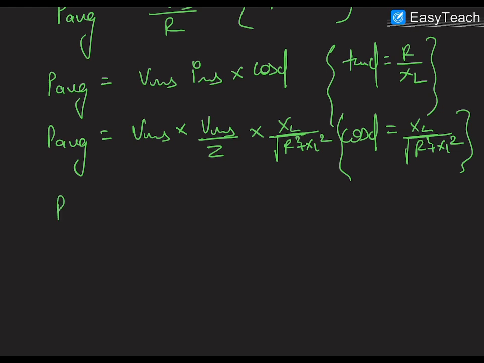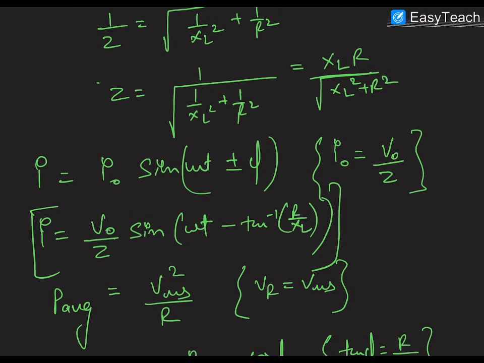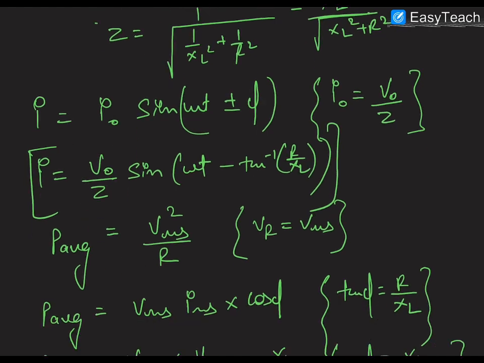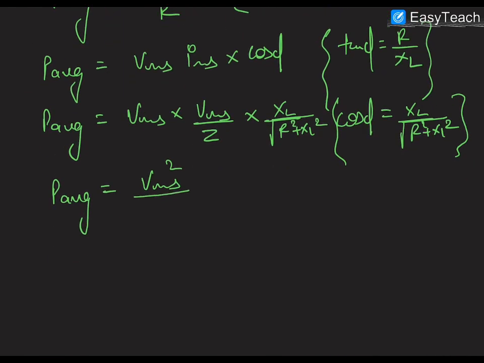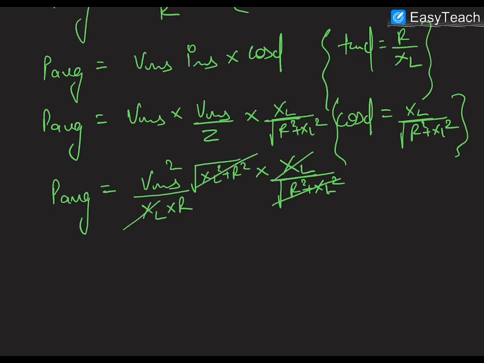So average power will be equal to Vrms square upon Z. Now Z is XL into R upon under root XL square plus R square. So this is XL into R upon under root XL square plus R square, into XL upon under root R square plus XL square. Cancelling this term with this term and cancelling XL with XL, the average power loss will be equal to Vrms square upon R. This is the average power loss.